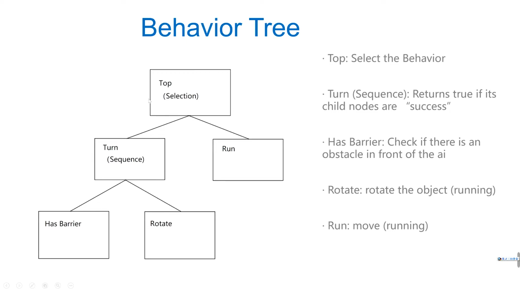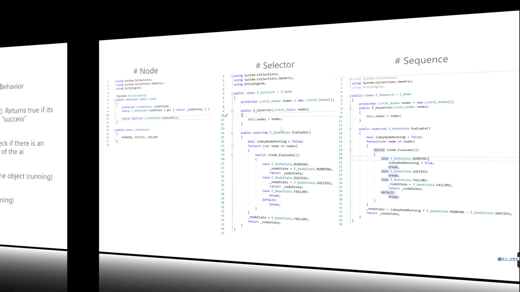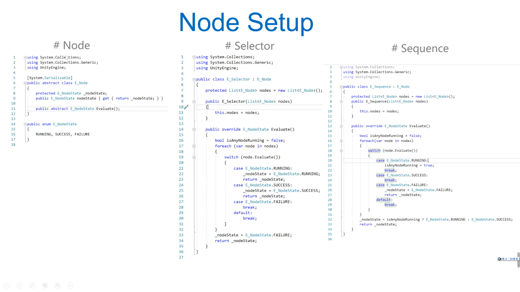This system includes a top selector and a sequence. The sequence returns true if the child nodes are successful. It has a barrier check for whether there's an obstacle in front of the AI, and there's a rotate pattern. It will return running if this one works: it rotates the object, and the running is similar to this one, it's just a movement. And now I'm going to introduce the scripts.